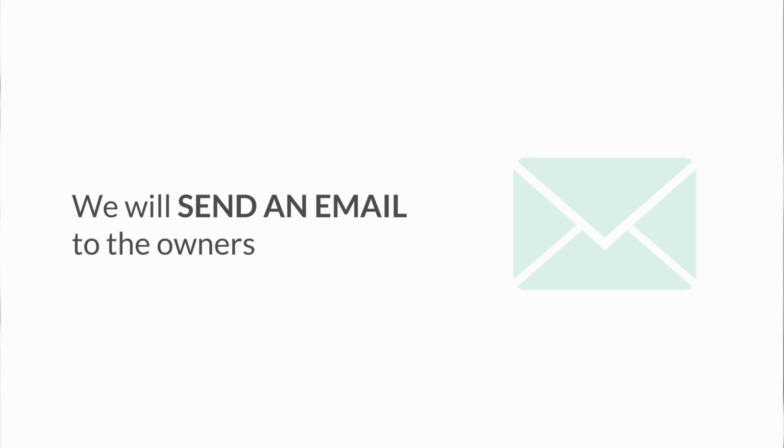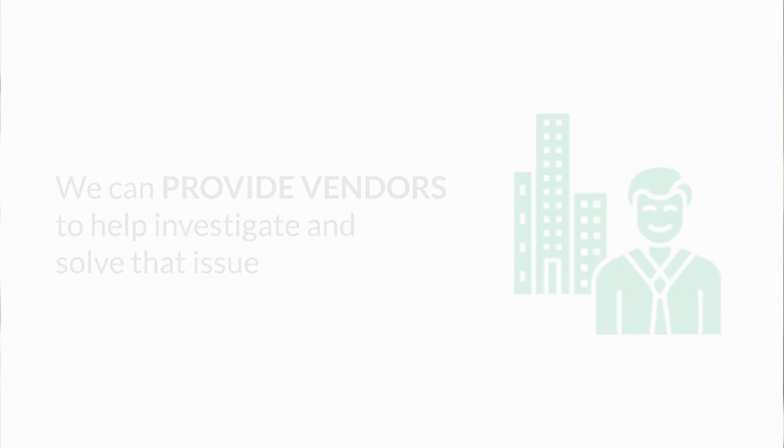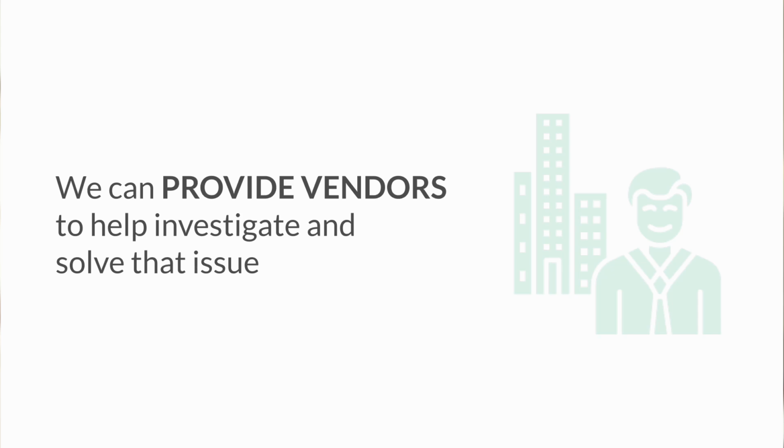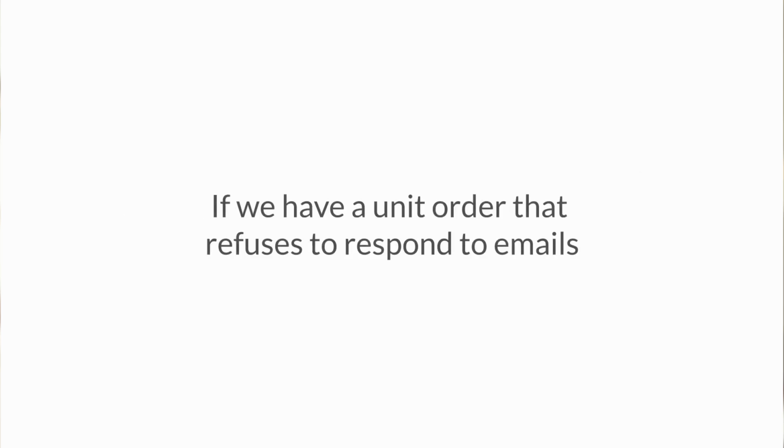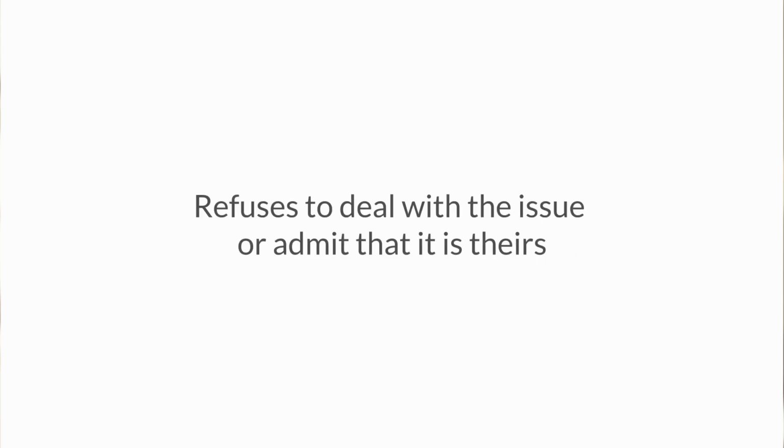We've had situations where we know that there's a leak occurring in a unit above, it's leaking and damaging into a unit below. We'll send an email to the owners, putting them together, hoping that they can coordinate it. We can even provide the vendors to be able to help investigate and solve that issue. But if we have a unit owner that refuses to respond to emails, refuses to deal with the issue or admit that it's theirs, that's when we step in.